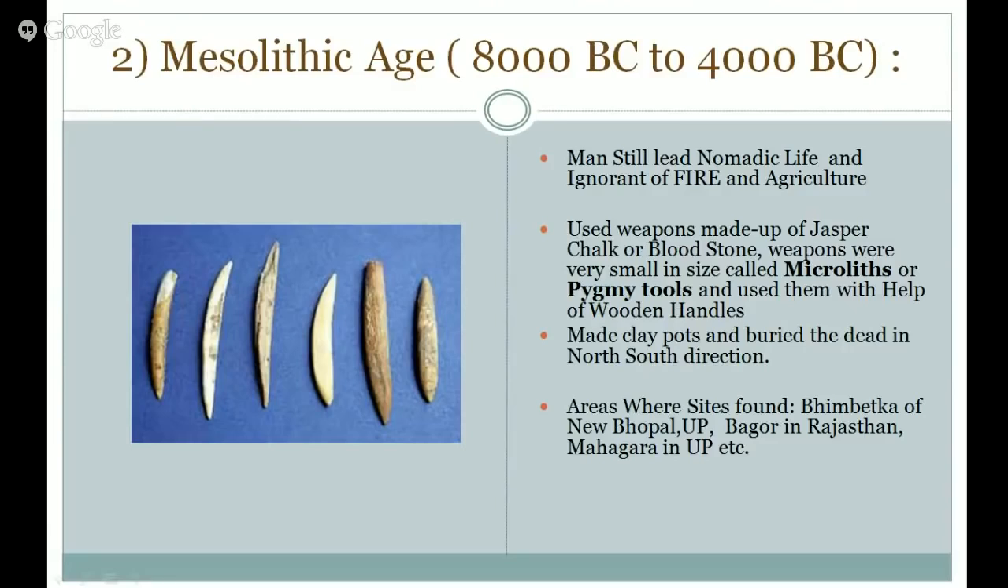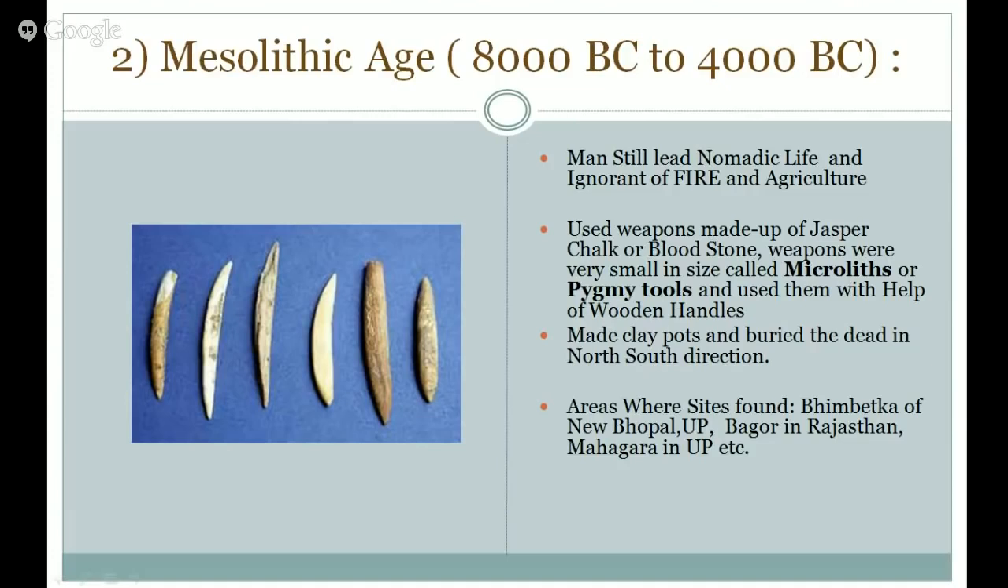These people had knowledge of pots also. They made some clay pots and they developed a lot. They buried the dead, in southwest, north-south directions. The sites found were Bhimbetka near Bhopal, Bagor in Rajasthan, Mahadara in UP, etc. Again, the important thing is that people still had a nomadic life, like earlier people, but with a bit better knowledge. Tools were a bit sophisticated, they made pots, the dead were buried, and still they were ignorant of fire and agriculture.